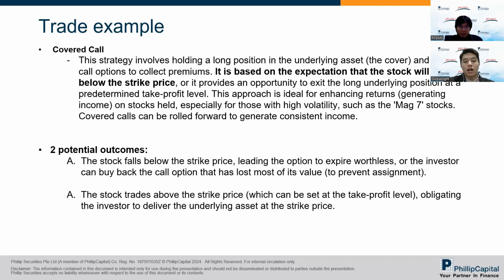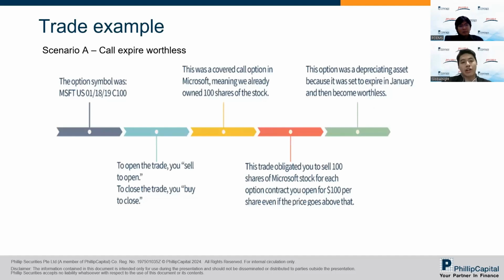So another question I got asked is, what can I do? What you can do is let the shares get assigned, which means you deliver the shares. Then buy back at a later time when the stock trades back down. Shares don't trade in one single straight line. It's not linear. Sometimes when it retraces, you can buy back at a lower price, so not to worry about that. So this one is scenario A.